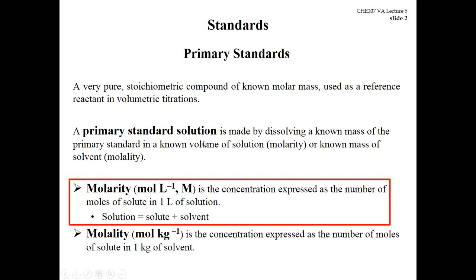A primary standard solution is made by dissolving a known mass of the primary standard solid in a known volume of solution for molarity, or a known mass of solvent for molality. In this unit, we use molarity, that is the concentration expressed as number of moles of solute in 1 liter of solution. Remember, solution is the solute and the solvent.